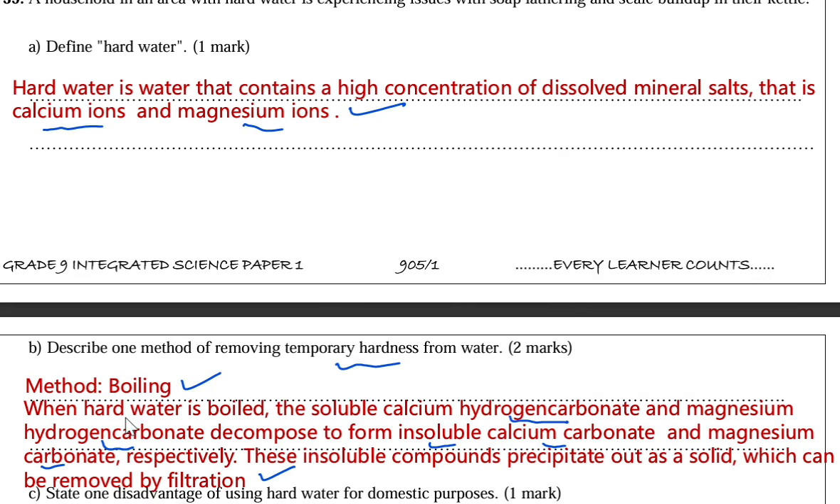So when you boil, the soluble calcium hydrogen carbonate and magnesium hydrogen carbonate decompose to form insoluble calcium carbonate and magnesium carbonate, which is insoluble and can be removed by filtration. Part C.